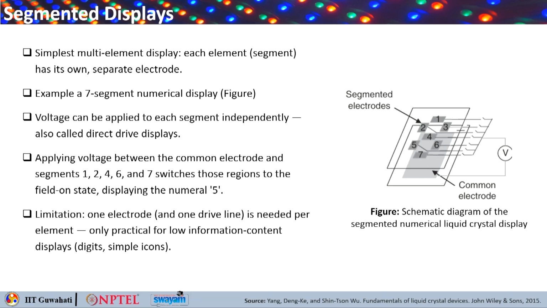Now what is the limitation? The limitation here is that since every element needs its own electrode and its own driving line, this approach only scales to displays with a small number of elements such as calculators or simple numeric or icon displays, not anything with many pixels such as TVs or a phone screen.